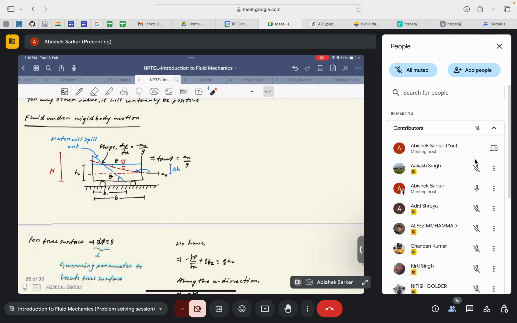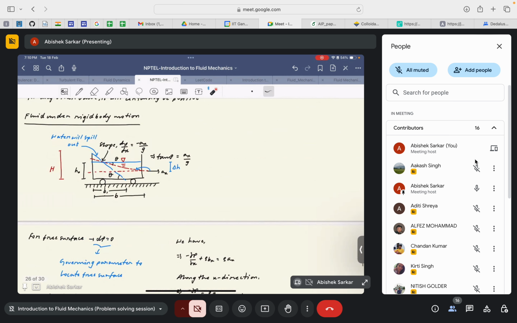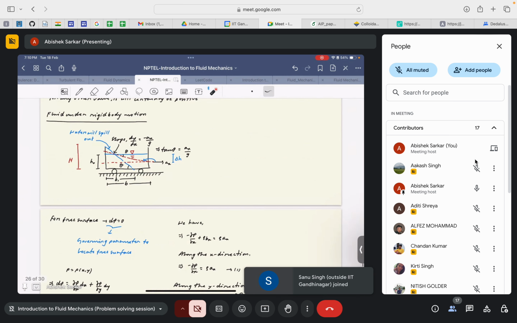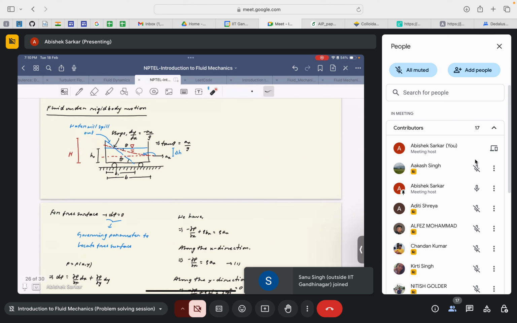So for the final part of our discussion, I will briefly go through fluid and rigid body motion. Again, I think we do not have extensive questions regarding this topic, at least in the questions that I have today. But still, since it was discussed, I will just go through it once.